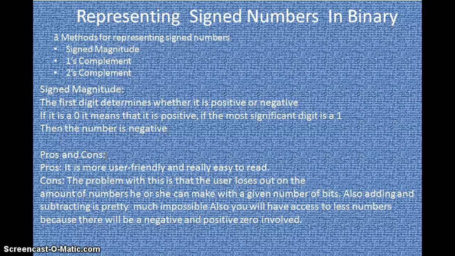So if you were to have 4 bits, you can only have 8 different numbers rather than 16, because it would be 2 to the third plus that 1, 0 1 possibility of it being positive.